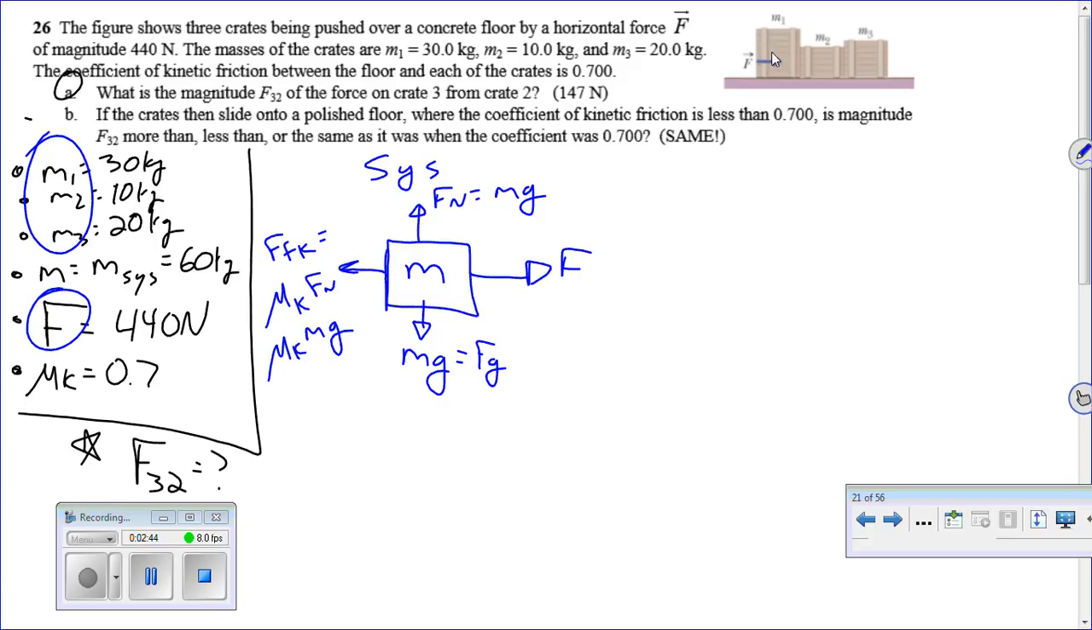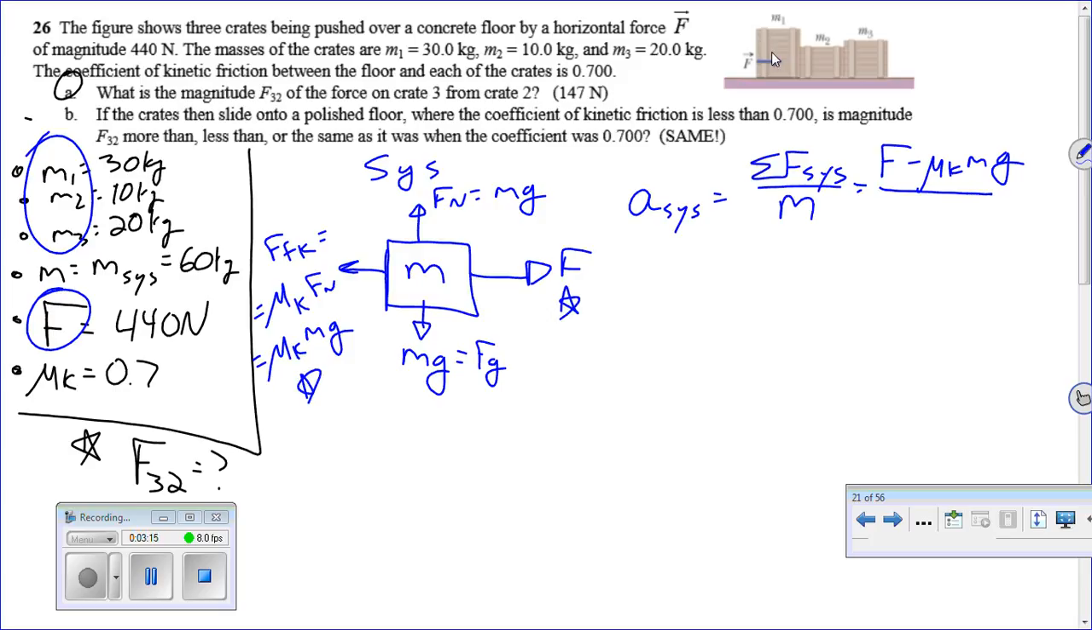So that's the free body diagram for my system, right? So that means that the acceleration of the system is just the net force of the system divided by M, the mass of the system, right? Kind of wish I'd used M sys, but whatever. Okay, so our net force then is just going to be F minus mu k mg, right? F minus mu k mg all over the mass, right? Okay, so there is what's happening with the system.